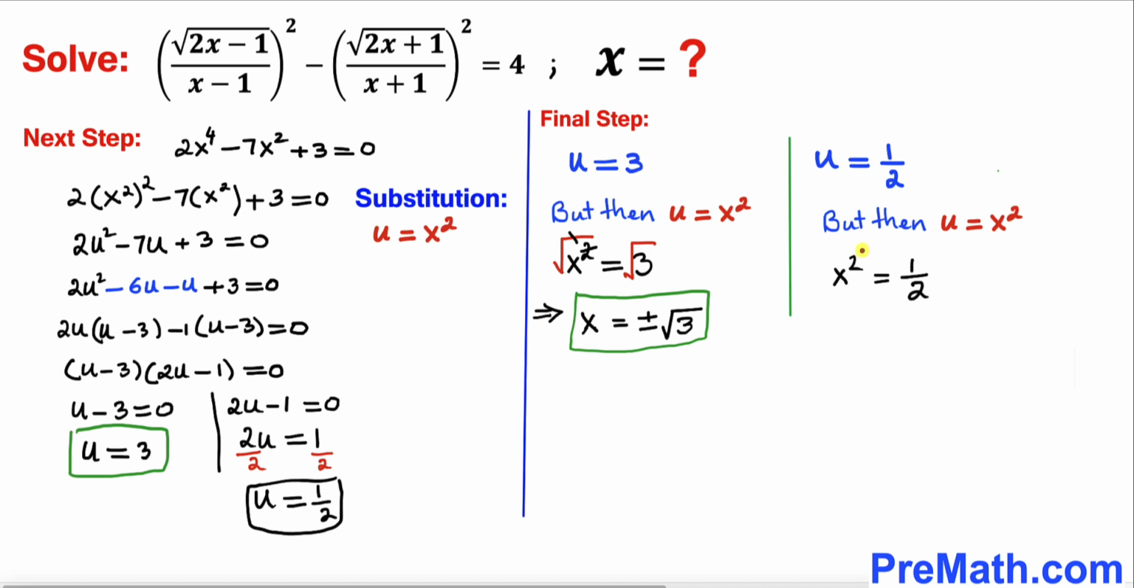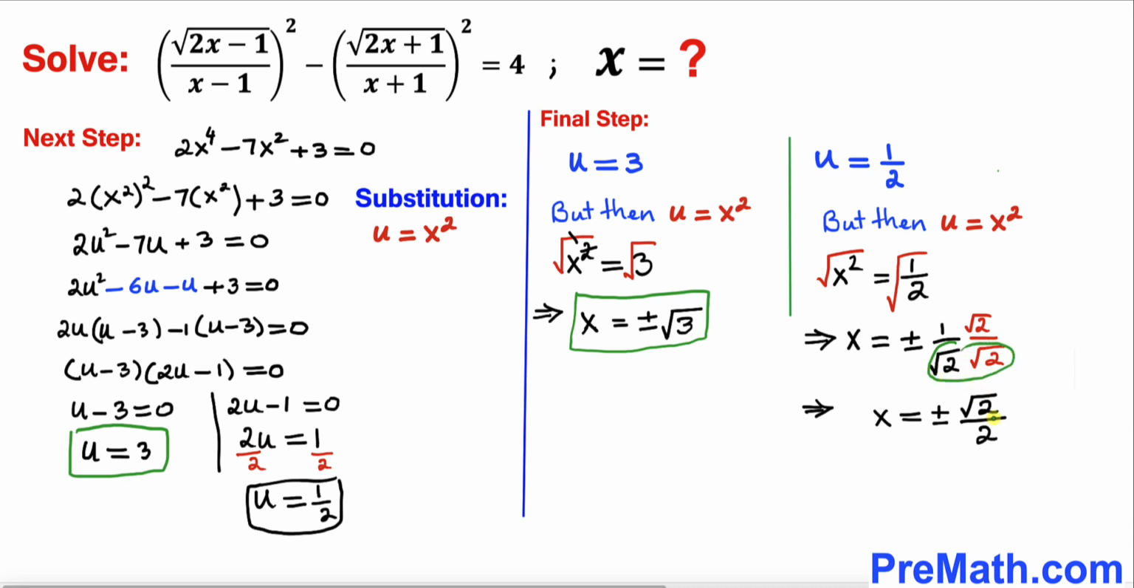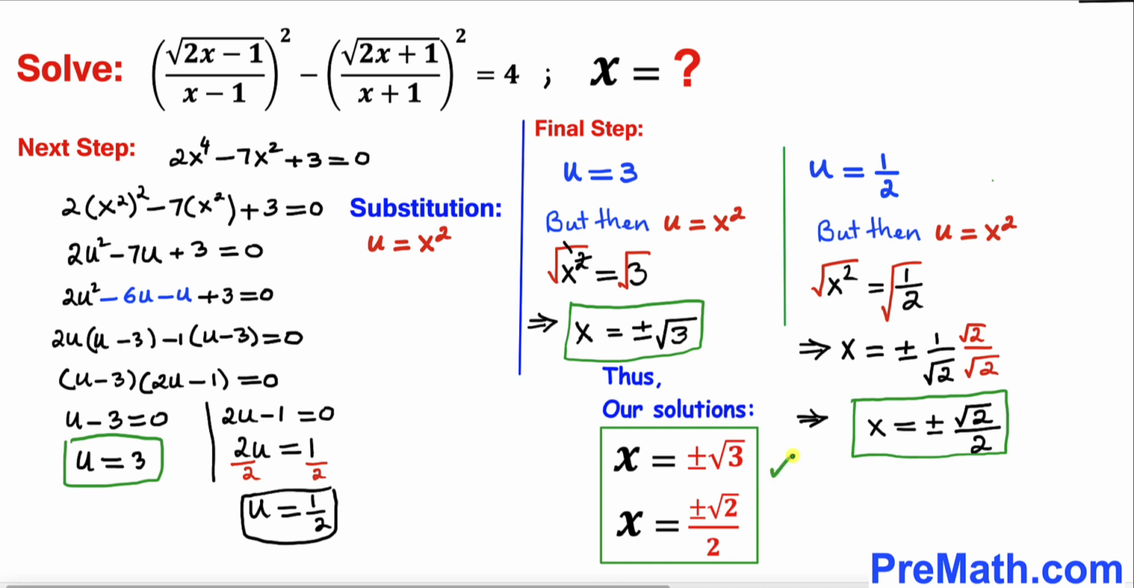Now let's go ahead and undo this square by taking the square root on both sides. So therefore our x value turns out to be positive or negative. This could be written as 1 divided by square root of 2. And now let's go ahead and rationalize this denominator by multiplying and dividing by square root of 2. Now we can see at the denominator square root of 2 times square root of 2 is going to become 2. And thus here we got our 4 solutions.